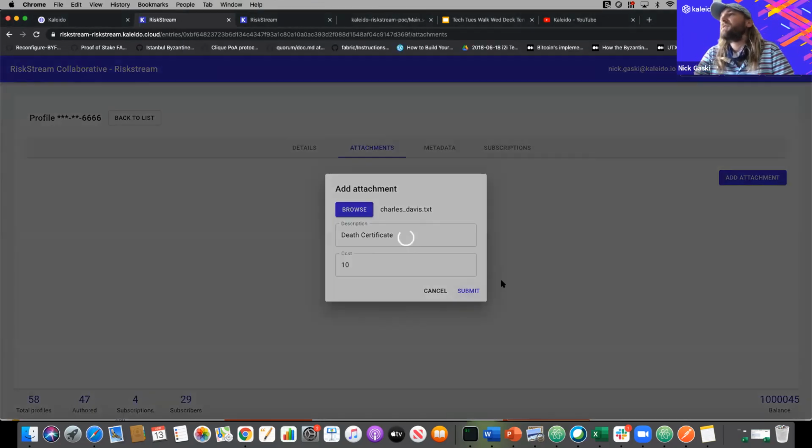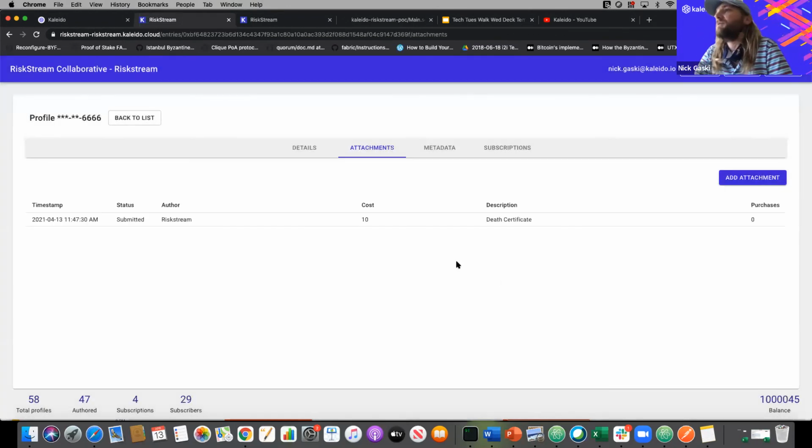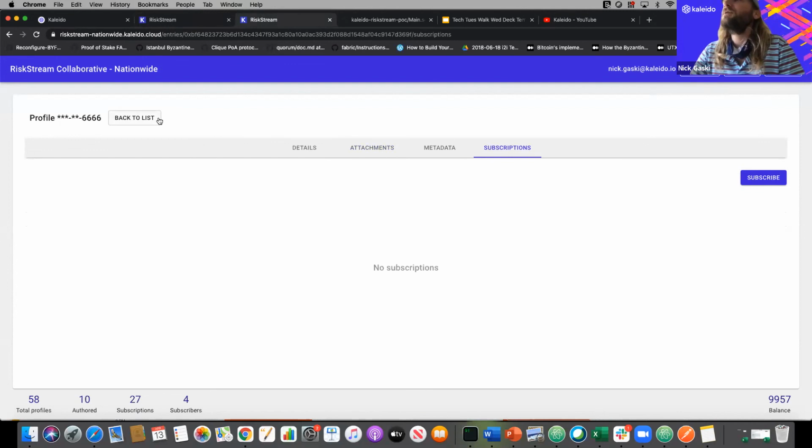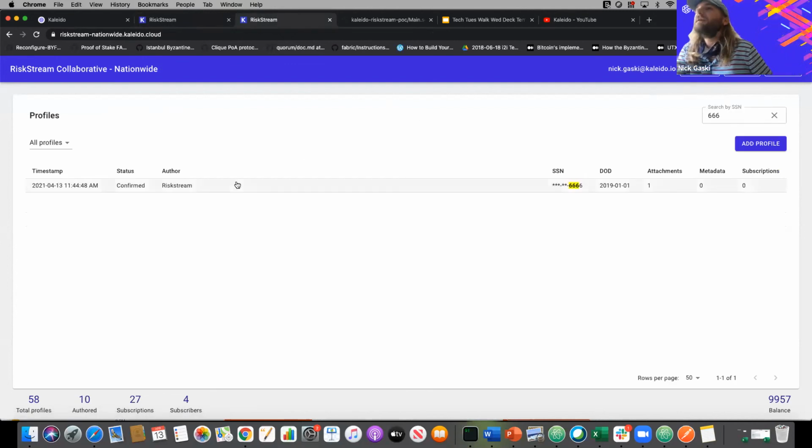So I'll submit this, and this is also a blockchain transaction as well, right? The system updates in real time. Those event streams are really, really powerful. So now, acting as Nationwide right here, what we can do is we can go back to this profile right here, and we can go ahead and do those two things. We can subscribe to it, which is going to cost some of our token balance.